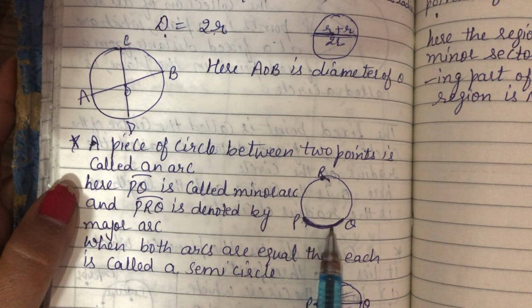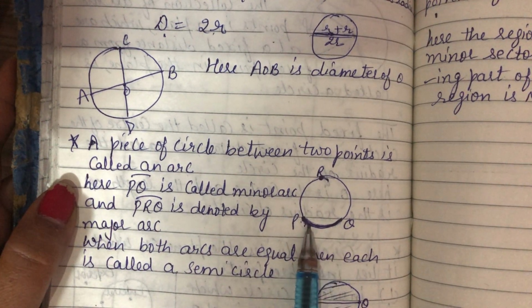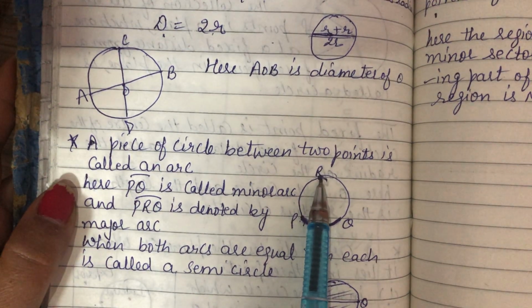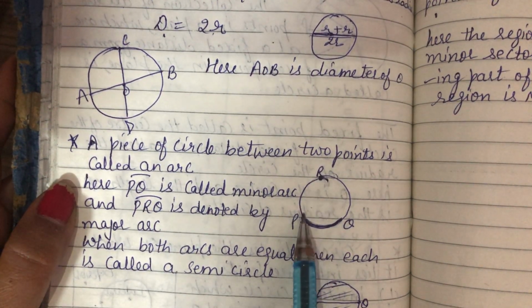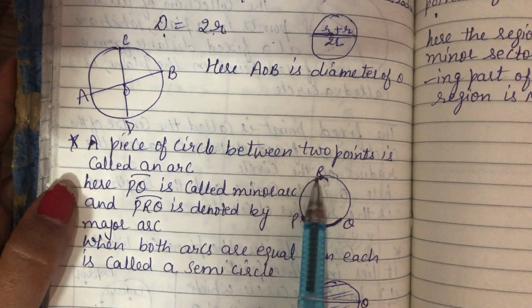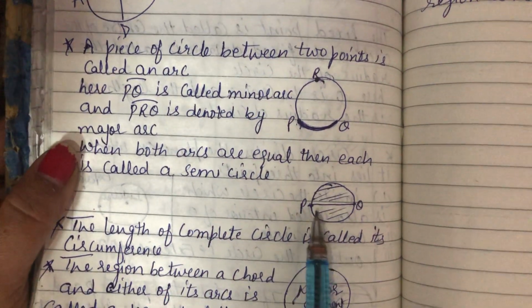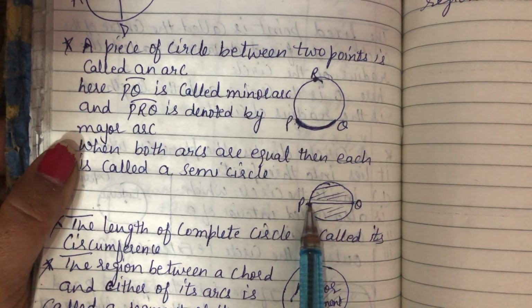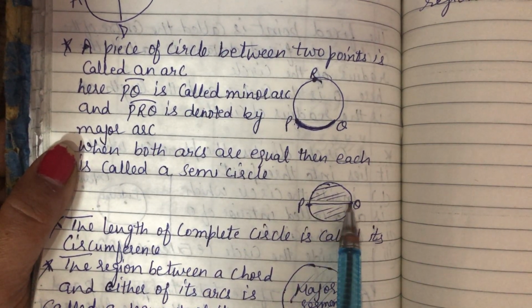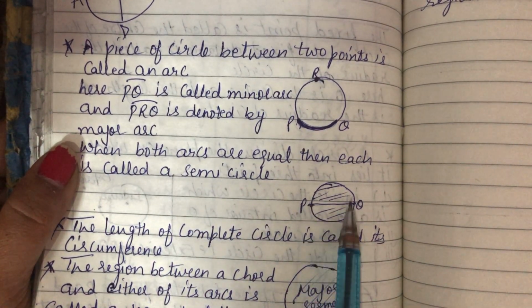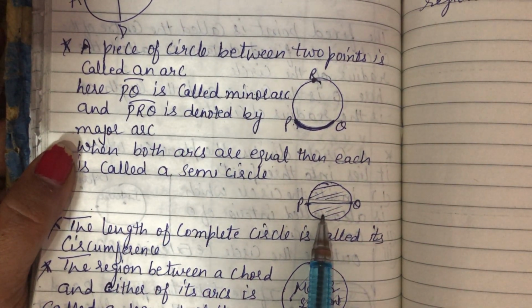So an arc is always a part of a circle, right? Here you can see this PQ, the small portion, is called the minor arc, and the bigger portion, including this point R, will be denoted PRQ, the major arc. And when both arcs are equal, if I take P and Q through the center and join them, this is the diameter, and we get two semicircles, right?